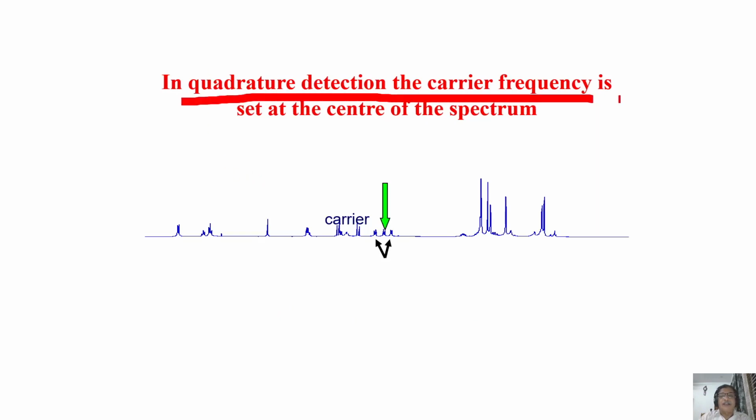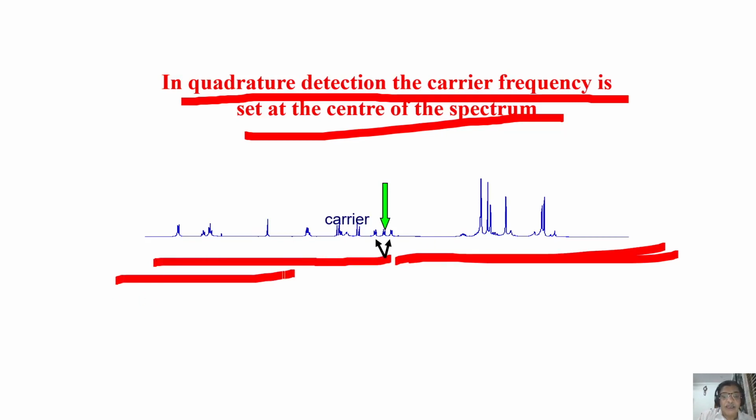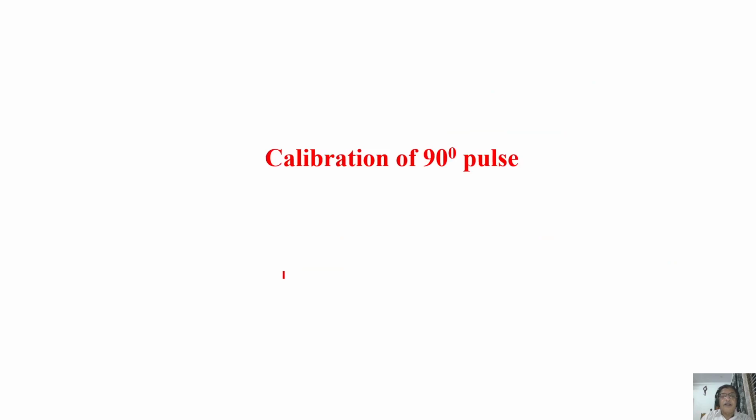In quadrature detection, the carrier frequency is set at the center of the spectrum. Now these are all signals with positive frequencies, and these are all with negative frequencies. That's why quadrature detection is what we are going to routinely utilize.